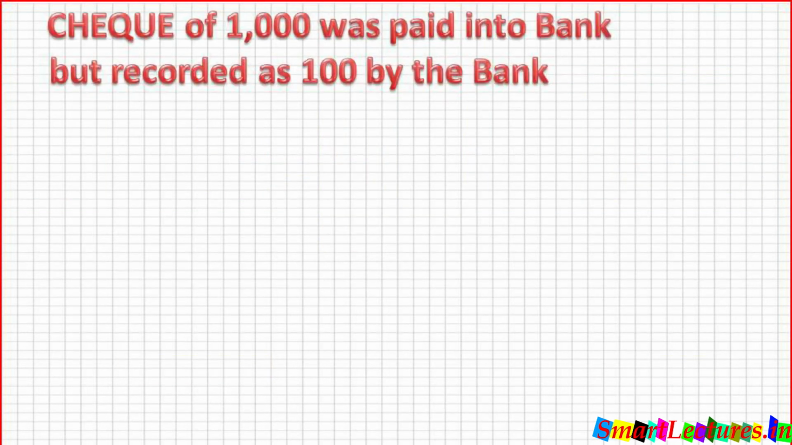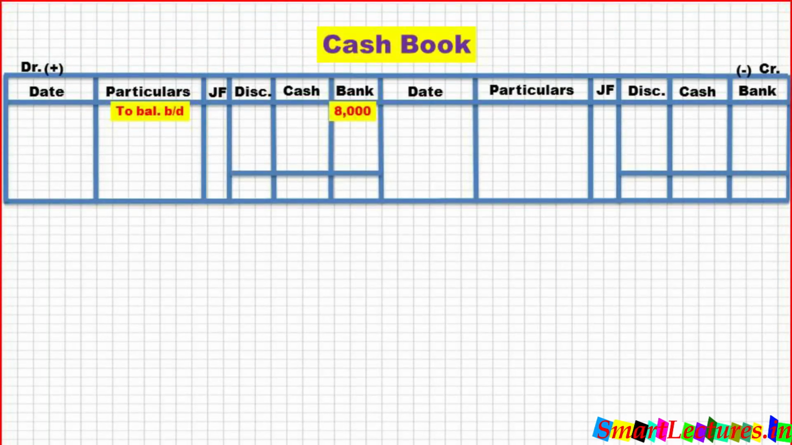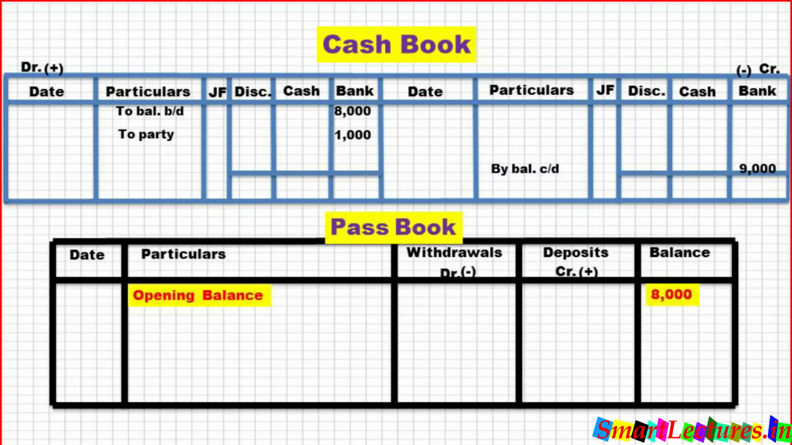Next, a check of 1000 was paid into the bank but recorded as 100 by the bank. This was a mistake by the bank. The cash book shows opening balance 8000, to party 1000. It means we received a check and immediately noted it down on the debit side, the receipt side, in the bank column, and the closing balance was 9000. But the passbook shows opening balance 8000, by check deposited 100, and the balance was 8100. This was all due to a mistake of the bank.